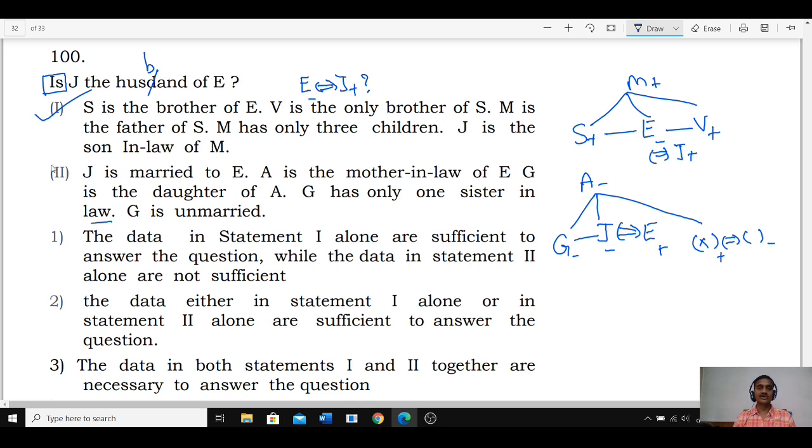Hence with the help of 2 we are not definitely sure, but with the help of 1 we can definitely say the answer. Hence what is your answer? Only 1 alone is sufficient. Only 1 alone, choice. Clear?